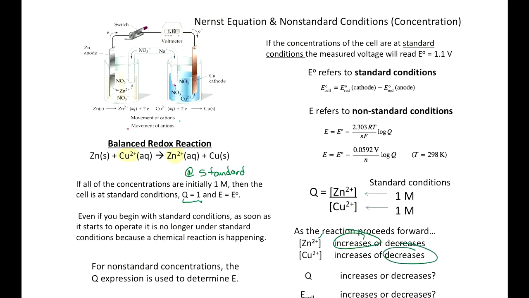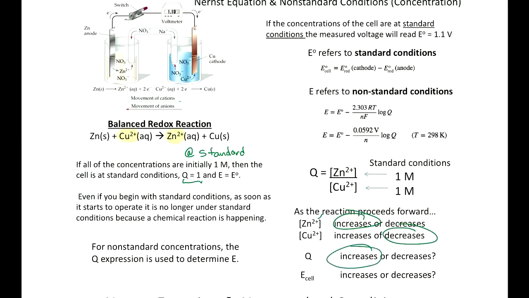So is the value of Q going to change as this reaction goes forward, or is it going to stay 1? It's not going to stay 1. It's going to go up. So we see that Q actually increases as this cell runs. If you let the cell run long enough, and if Q changes, if you look at the Nernst equation here, okay, here's our Nernst equation.